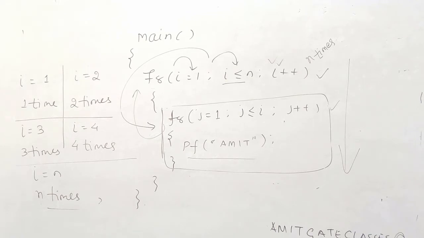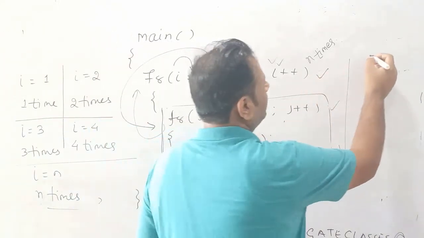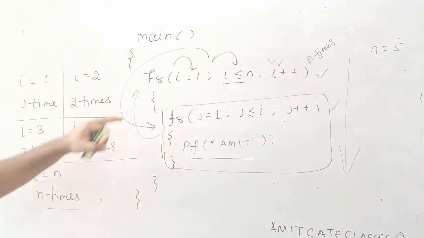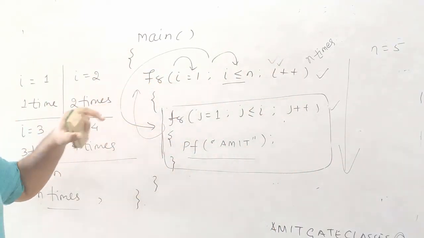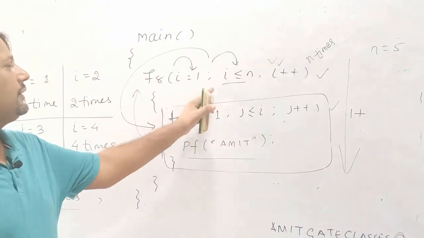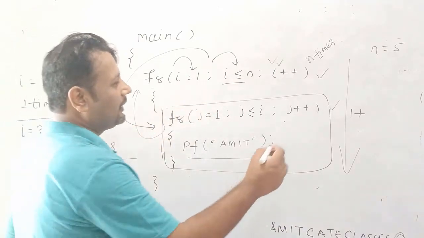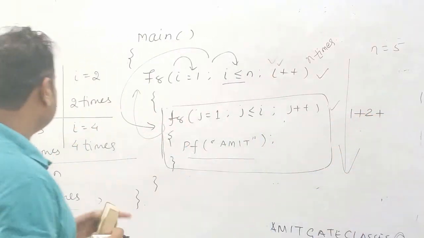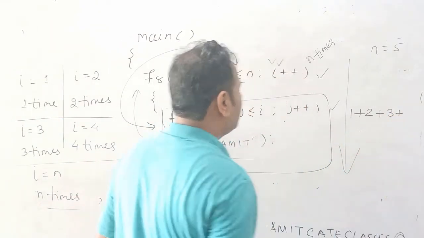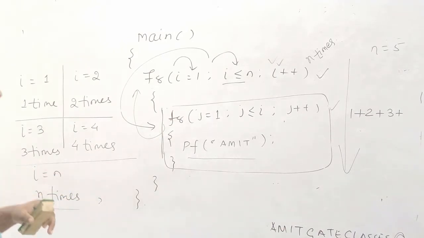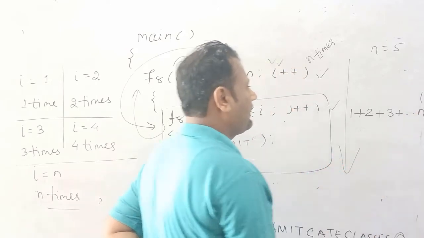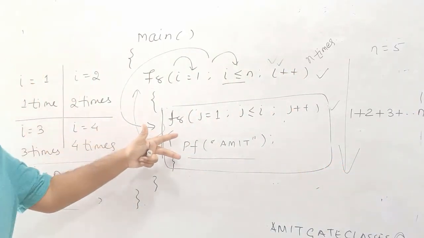Are you getting my point? So if n is equals to 5, how is this loop going to run? First of all, i will become 1, the inner loop is going to run for 1 time. So 1 plus. Then i is going to be 2, and this inner loop is going to run for how many times? 2 times. We have mentioned this. Then i will become 3, and this is going to run how many times? 3 times. And similarly, when i is equals to n, n times this loop is going to run. So in total, how many times is this going to run?